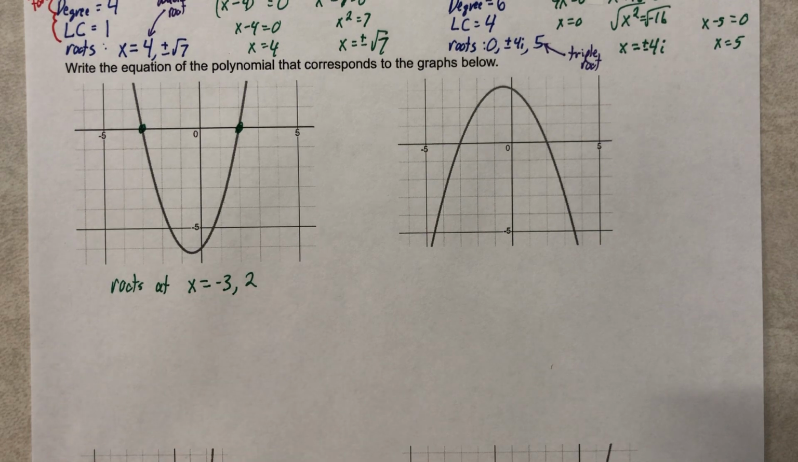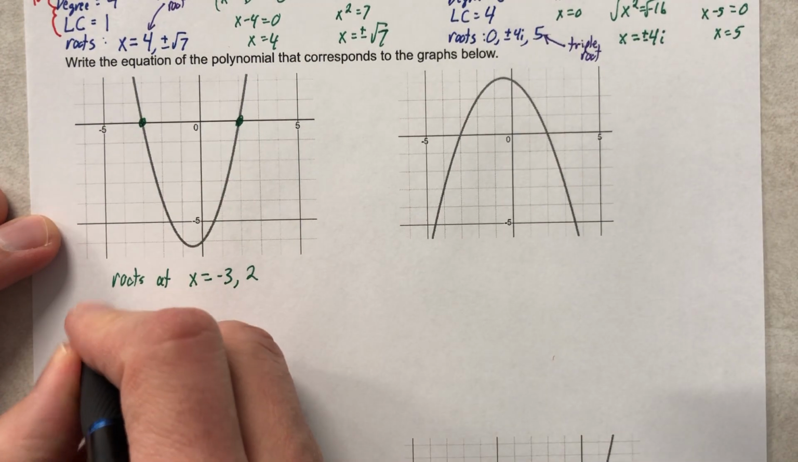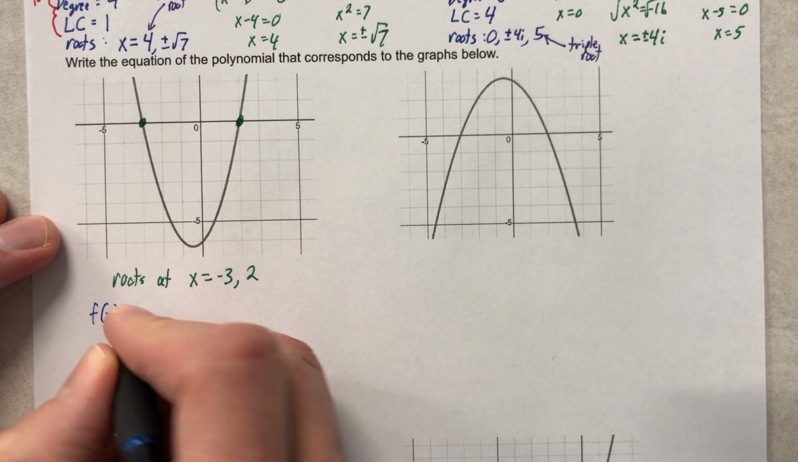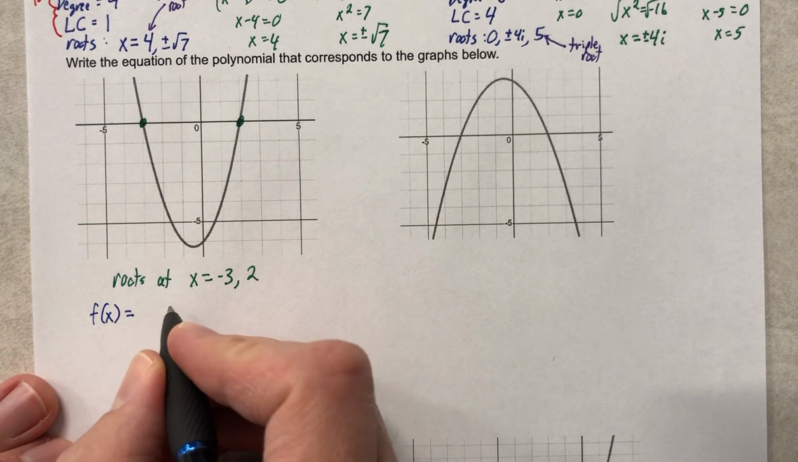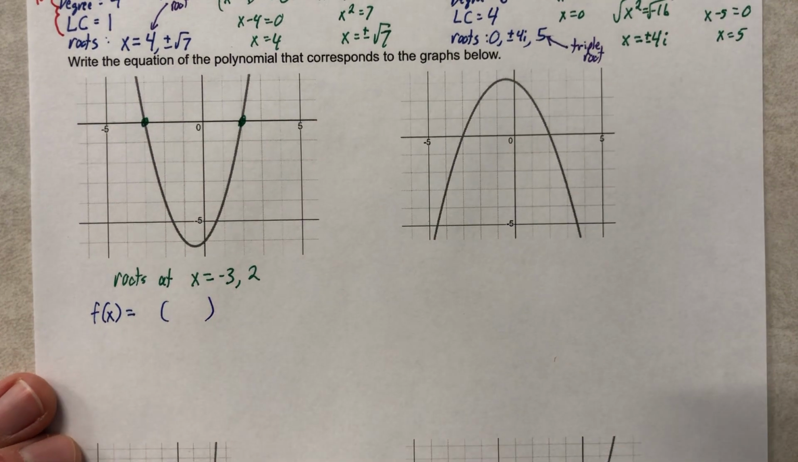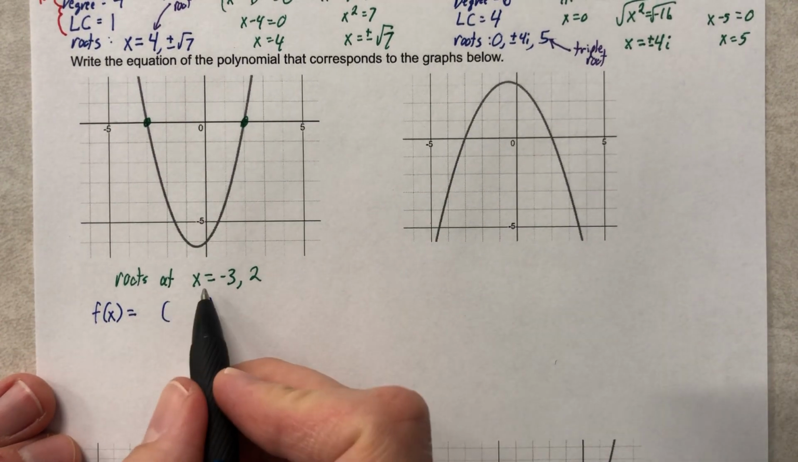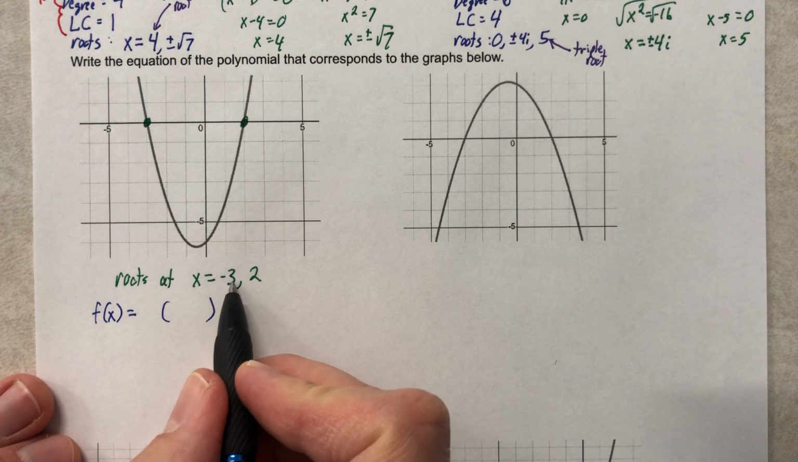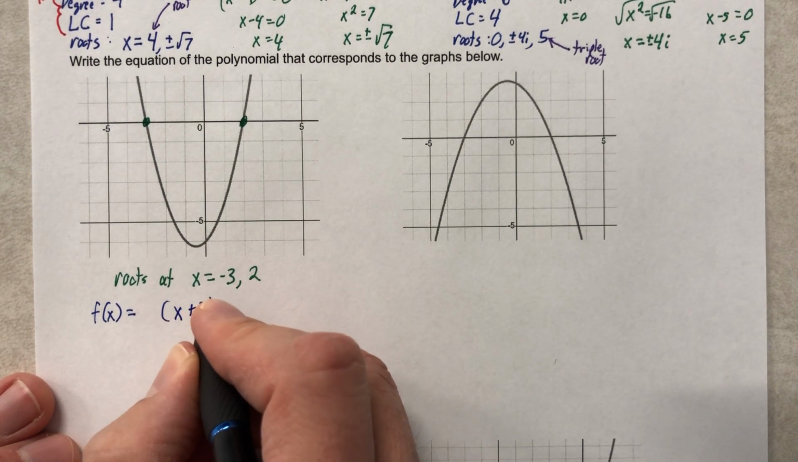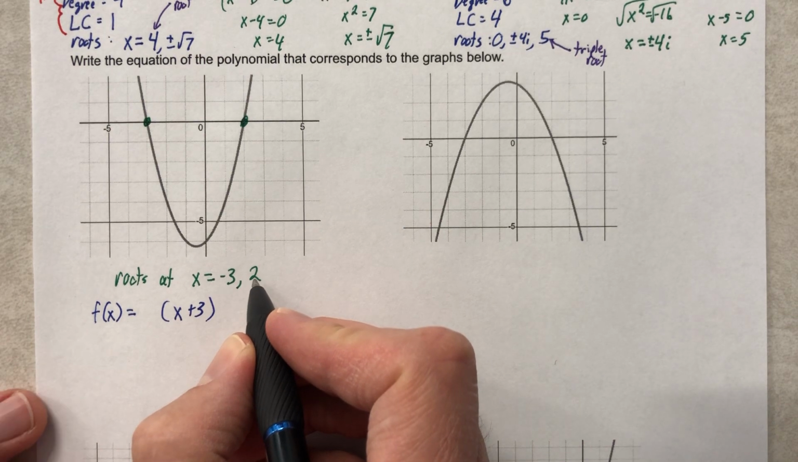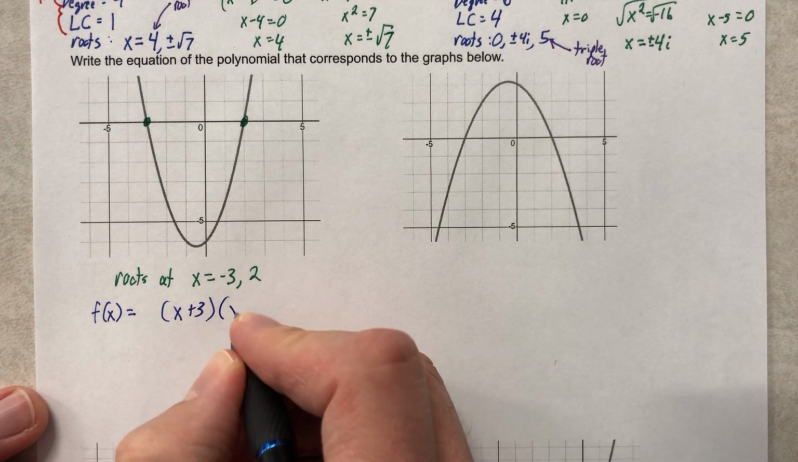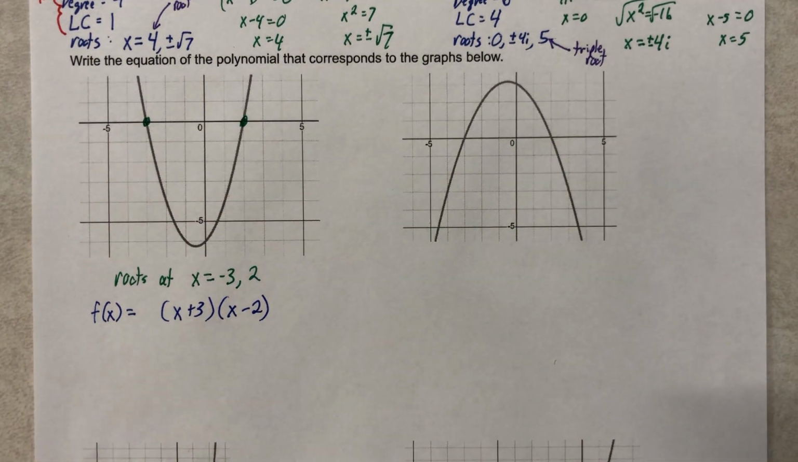And here's what I'm going to do. Let's use blue again. I'm going to just go ahead and say that f of x equals, and I'm going to leave a little gap here and not come back to it for a few minutes. But if I had a factor that corresponded to an x-intercept of -3, it would be x plus 3. If I had a factor that corresponded to an x-intercept of 2, it would be x minus 2. And this is it. This is totally it.